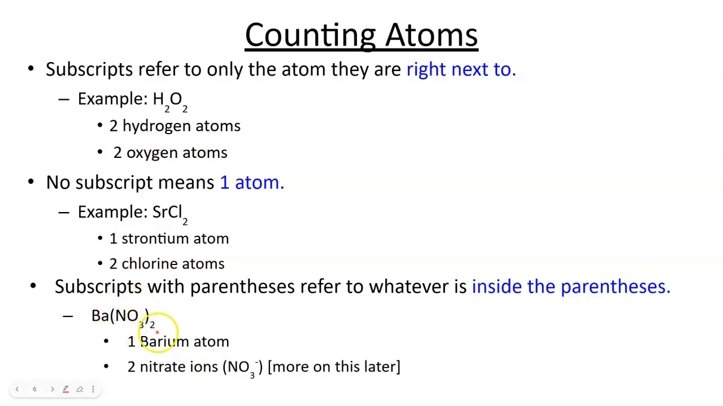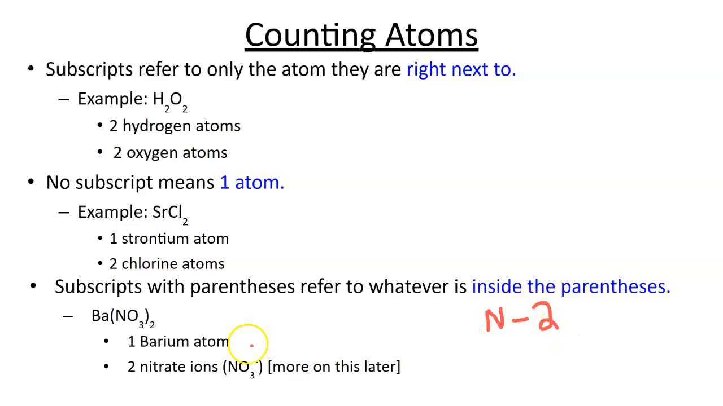Sometimes you have a parenthesis. This means one barium ion and 2 of this whole NO3 piece. That's called a nitrate ion, and we'll talk about that more a little later. For this one, we could also talk about the number of N atoms. To get the number of N atoms, we would take this 2 and distribute it through. We know there's a 1 here, even though no 1 is written. So 2 times 1 is 2.